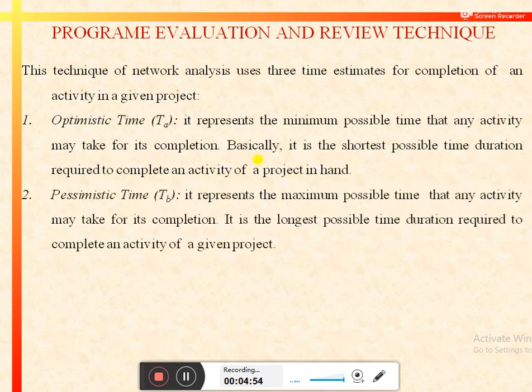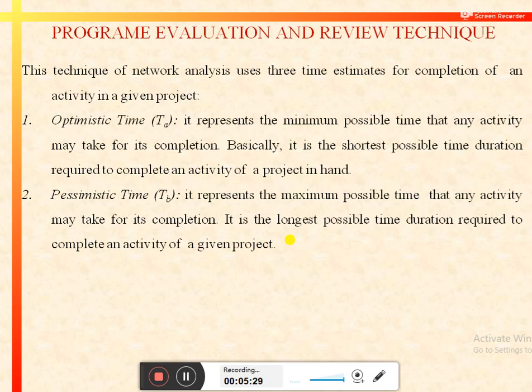The second one is pessimistic time, that is the second estimate for completion of an activity in a given project. It represents the maximum possible time that any activity may take for its completion. It is the longest possible time duration required to complete an activity of a given project. So unlike optimistic time, pessimistic time depicts the maximum possible time that is required to complete an activity.